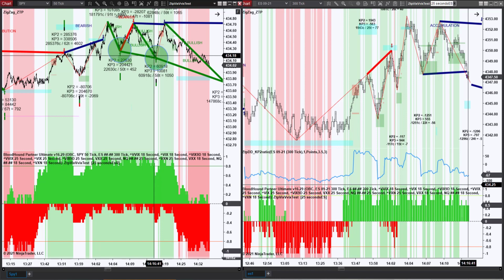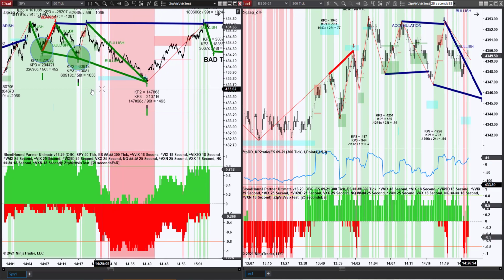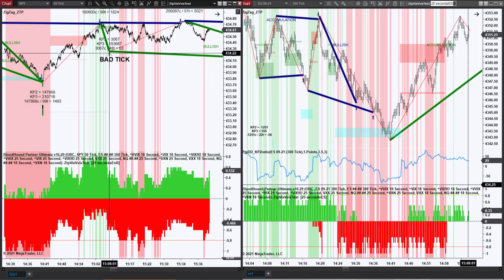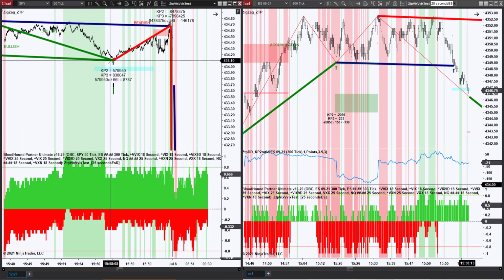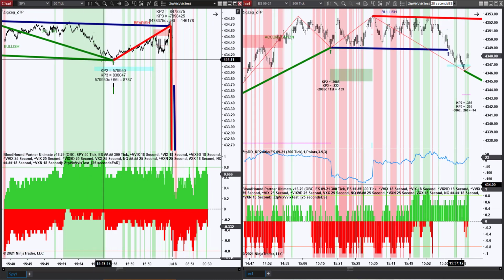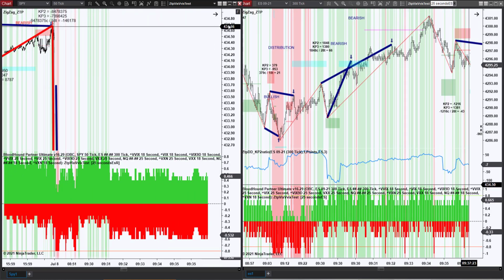We follow that up with another long trade here, good for about 6 points. Here's a bad tick, so we're going to disregard that. And then going into the end of the day, I didn't mark anything here because it's just 2 minutes to the close.